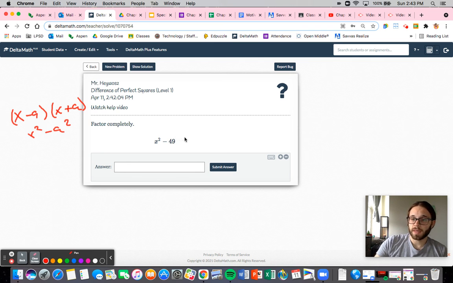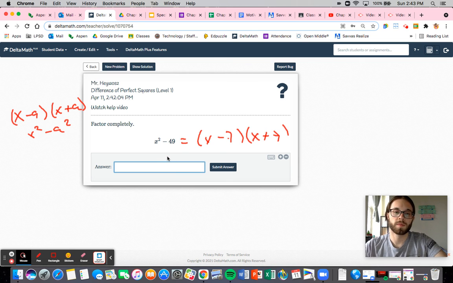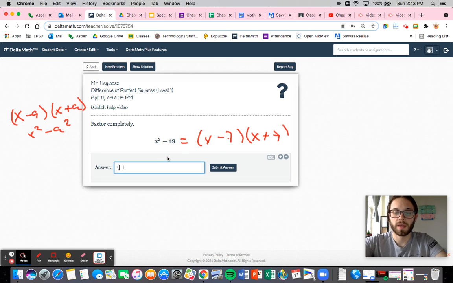When you end up with something like this, you can easily factor it. It's just going to end up being x minus 7, x plus 7, and you're done. You don't even have to worry about going through the process of finding factors of each that add up. You can do it, it'll work.